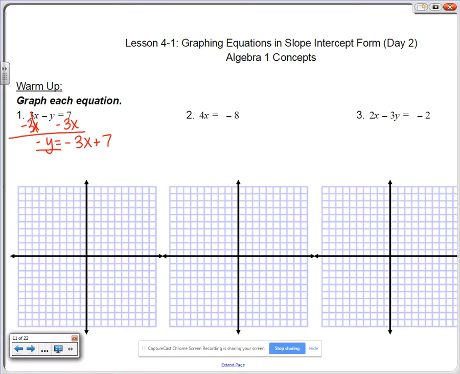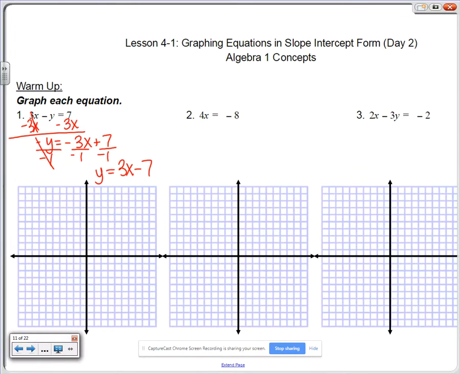Not by y, by -1. Does everybody see that little negative sign out front there? That is a -1, isn't it? Okay, so we're going to get rid of this. And then Dalton, go ahead and finish it off. What's the final equation? Does anybody have any questions on where any of that came from? -3 divided by -1 is a +3, and 7 divided by -1 is a -7.